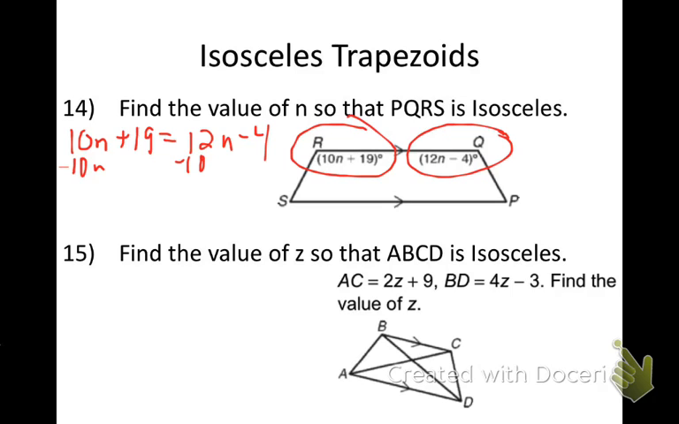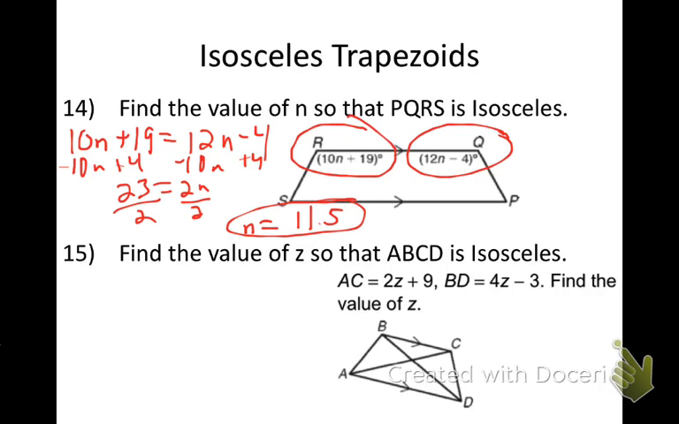So I subtract 10n. Add 4. 23 equals 2n, which means n comes out to be 11.5. And then there's number 15. Find the value of z so that ABCD is isosceles.